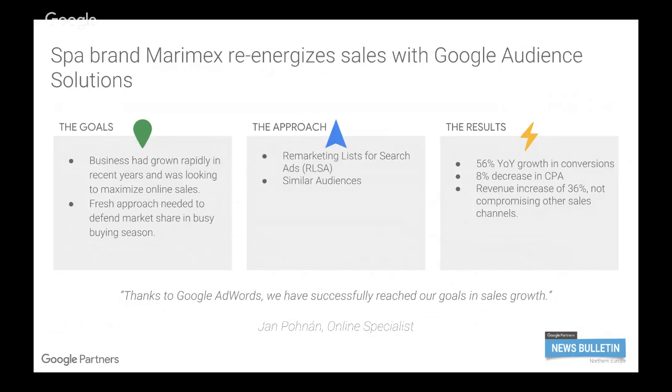So what they did is they used audiences as well. The first one they used was the remarketing list for search ads, or RLSA in short. I think RLSA is a really good example, and I think Marimex is a really good example of a company where RLSA is really useful, because RLSA is especially useful for companies that have a high investment product. So a spa equipment, so let's say if you want to buy a jacuzzi, it's quite an expensive product, right? It's an expensive product that you will think about for a longer period of time.